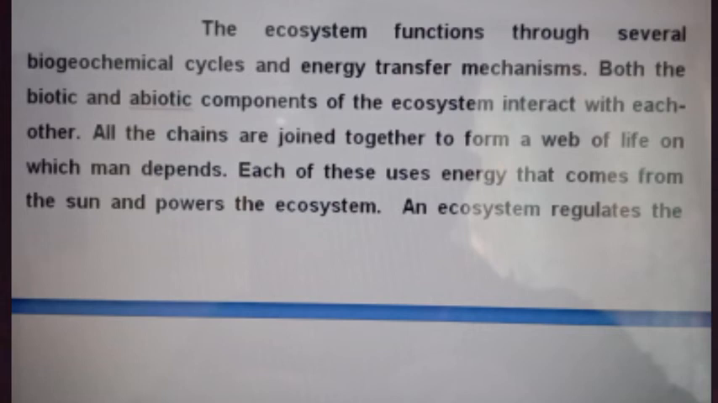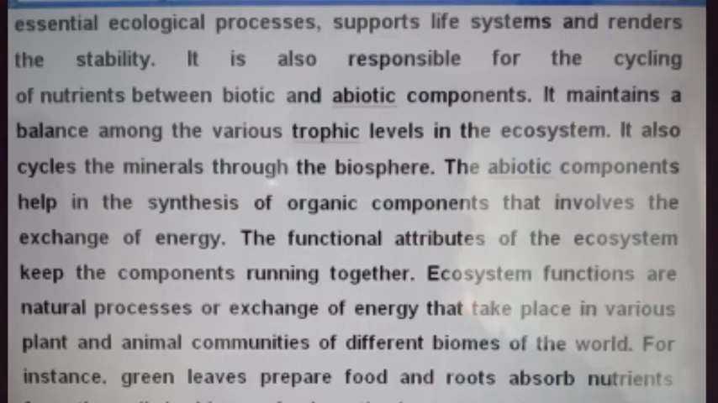Both the biotic and abiotic components of the ecosystem interact with each other. All the chains are joined together to form a web of life on which humans depend. Each of these uses energy that comes from the sun and powers the ecosystem. An ecosystem regulates the essential ecological processes, supports life systems, and renders stability.